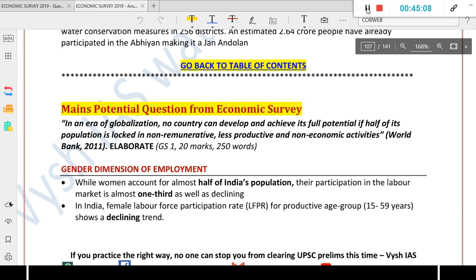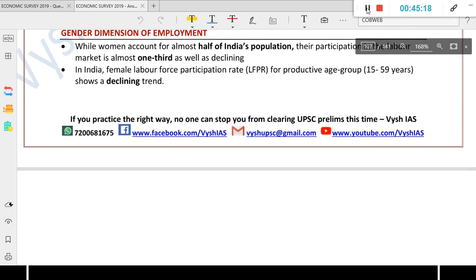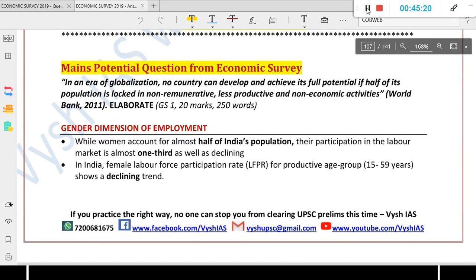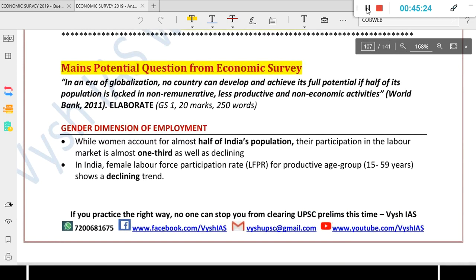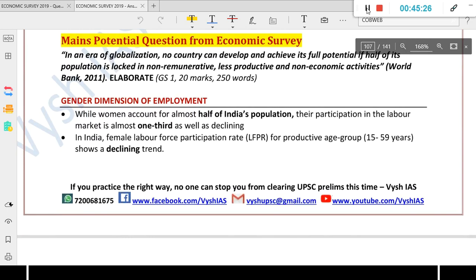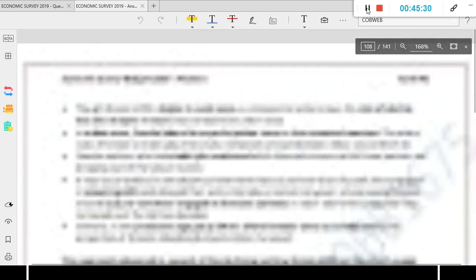It will come in GS1 or GS3, a 20-marker, 250-word question. If it comes, you should understand how you should do it. So we'll start with the gender dimension of employment, and we'll give you all these things. Okay, this is the mains model. It's included in the test. You can buy this test. So first, this is the structure of how it should be. We'll put some statistics or numbers, like how much working population is there, how many women are sitting indoors. These are all mentioned here.